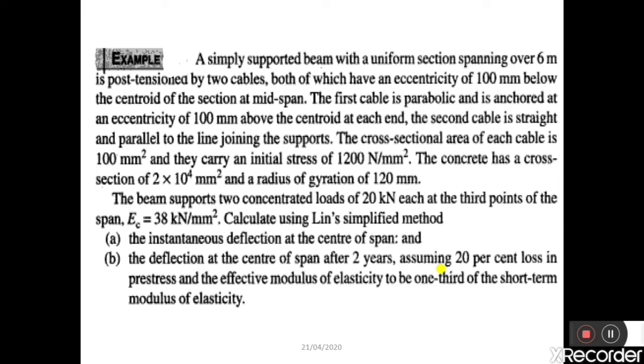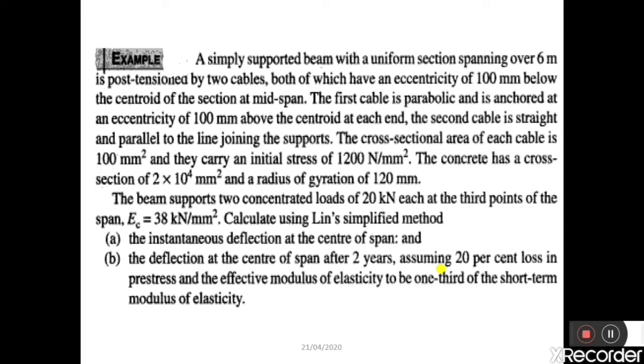In this problem, a rectangular beam is provided with two cables. The first cable is a parabolic cable, having an eccentricity of 100 mm below the centroid at midspan, and the same parabolic cable has an eccentricity of 100 mm above the centroid at both the ends. And the second cable is a straight cable, having an eccentricity of 100 mm below the centroidal axis, and it is also given parallel to the line joining the supports.